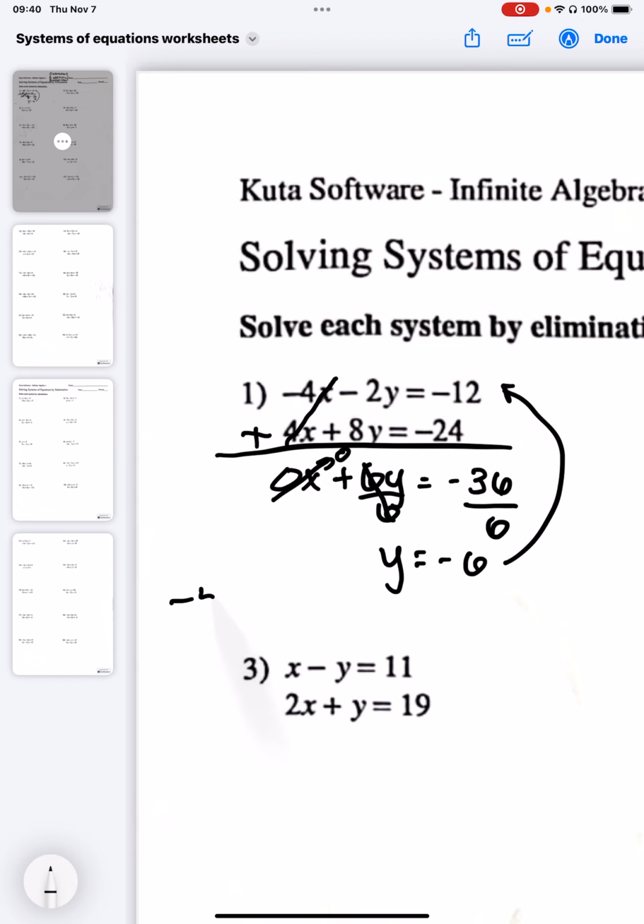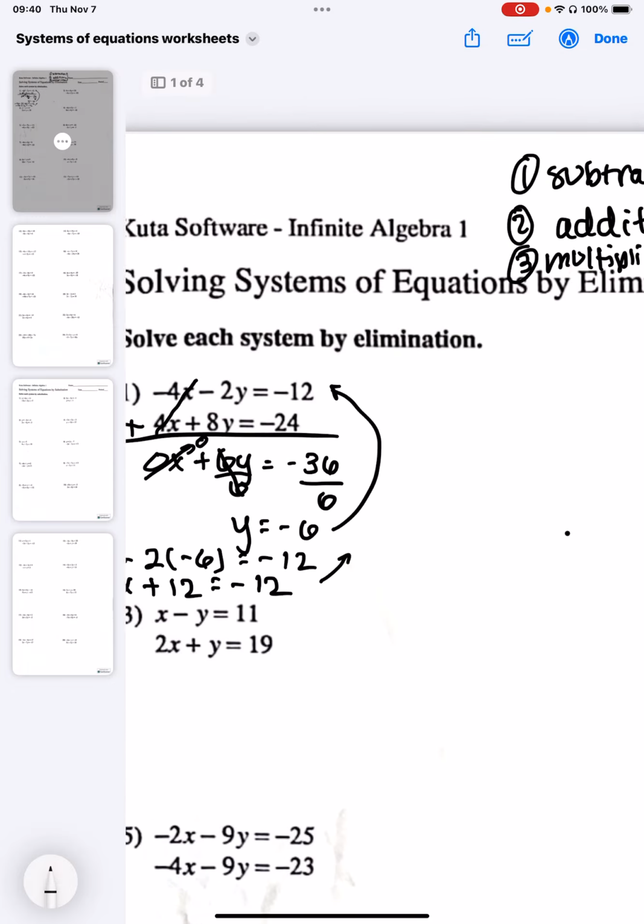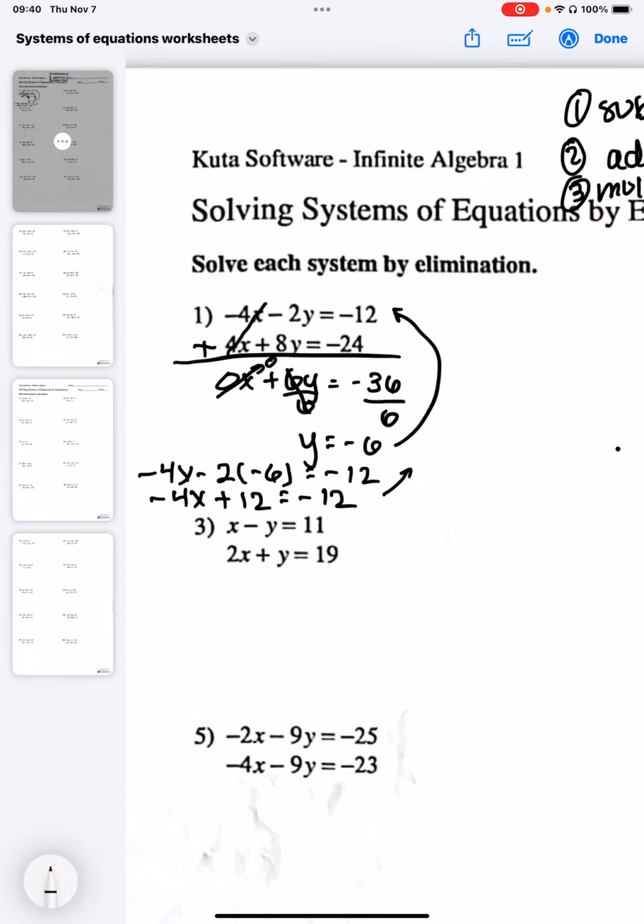So I'm going to say negative 4x minus 2 times negative 6 is equal to negative 12. So I have negative 4x plus 12 is equal to negative 12. When I subtract 12 from both sides, I get negative 4x equals negative 24. I can divide by negative 4, and I'm going to get x is equal to positive 6. So my answer is 6, because that's my x, and my y of negative 6. And that's my answer.